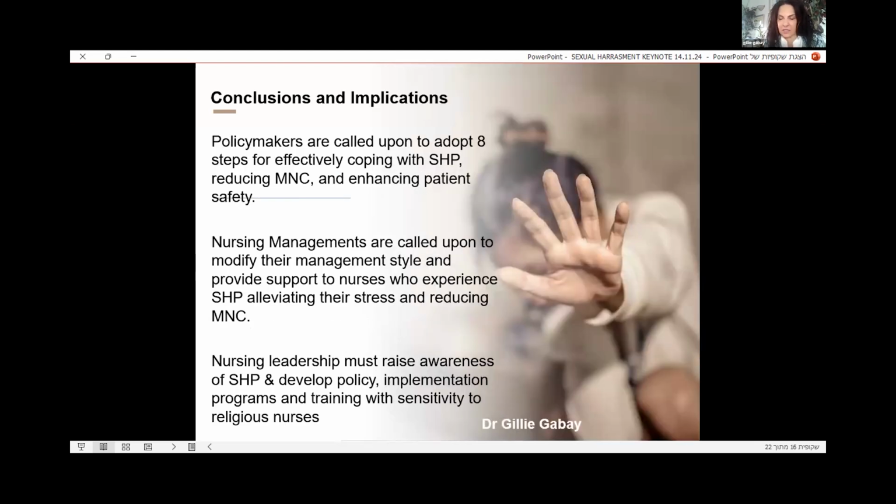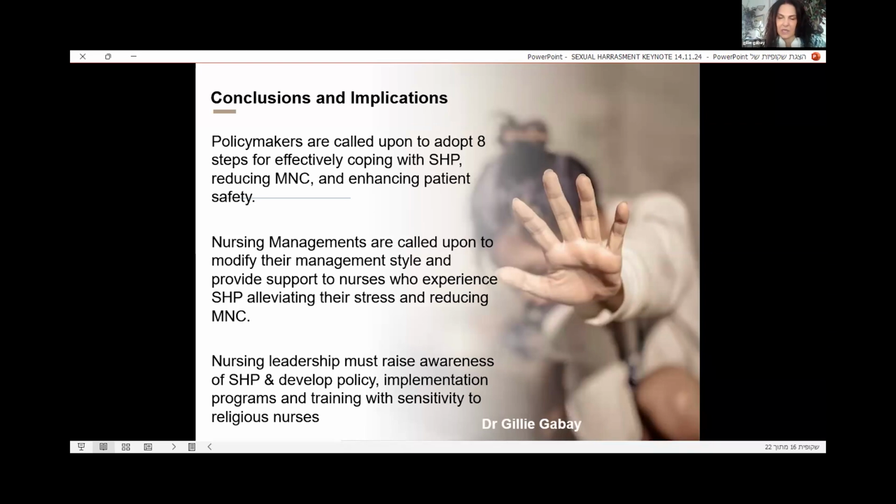What are the implications? There are implications for policymakers, for management of the nurses in the wards, and for management in the hospitals. Policymakers are called upon to adopt 8 steps for effectively coping with sexual harassment. In the studies, you look up Gili Gabay missed nursing care or sexual harassment, and you'll see the details of the 8 steps that policymakers can take to reduce sexual harassment and missed nursing care.